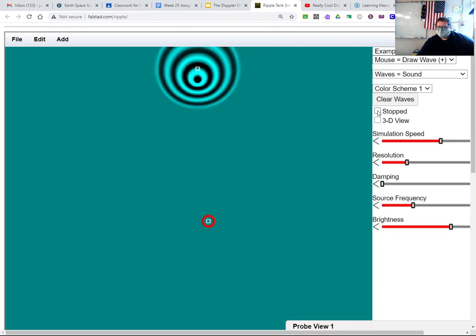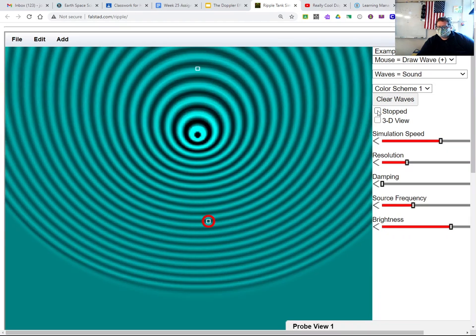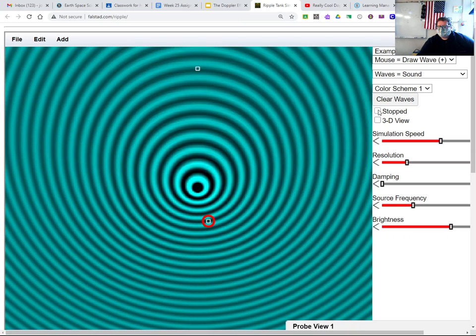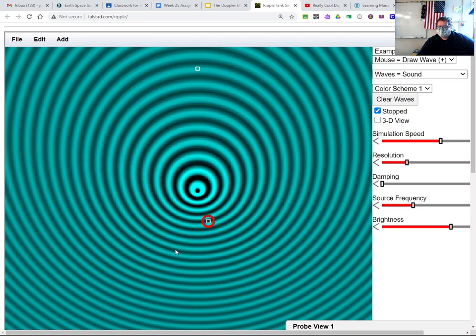All right, let's look at it again. So I've exaggerated so you can see it better here, but it is very apparent that if you're measuring the frequency on this side, right, the frequency or the number of waves you see, they're clumped up together, it's much higher here than it is on this side. It's much lower. That's what the Doppler effect is. It's a shift in frequency.